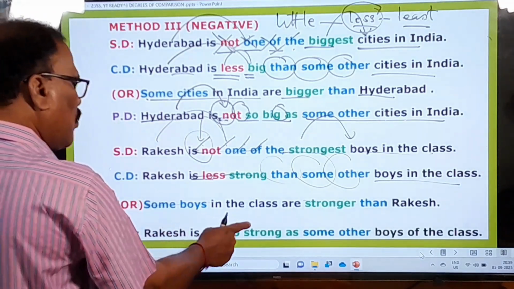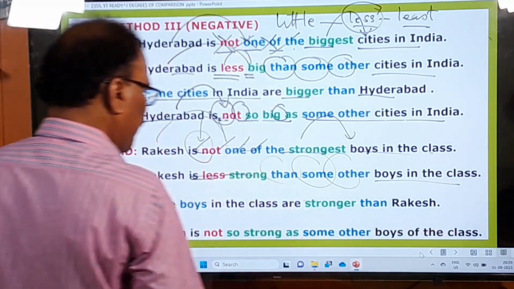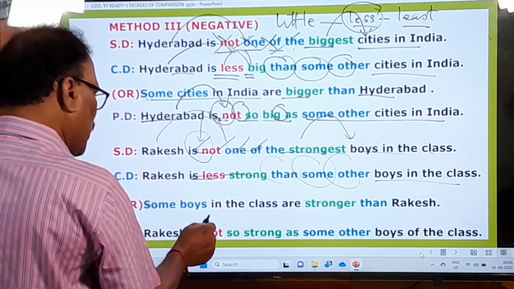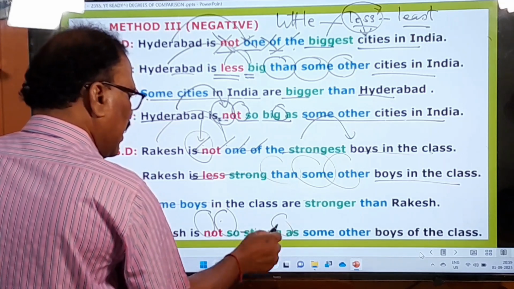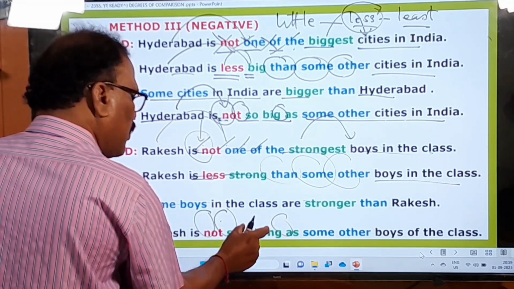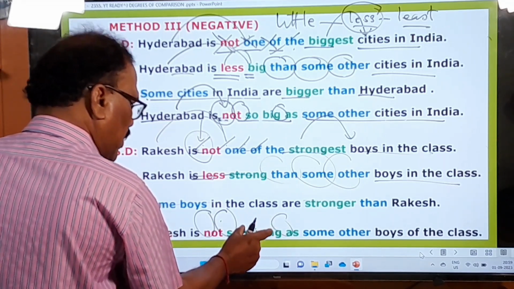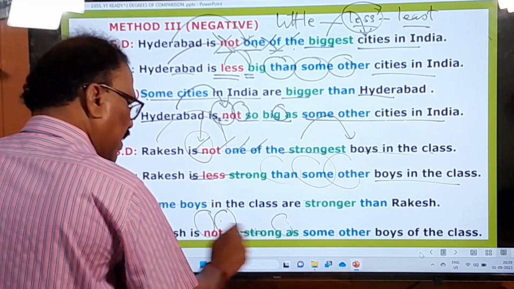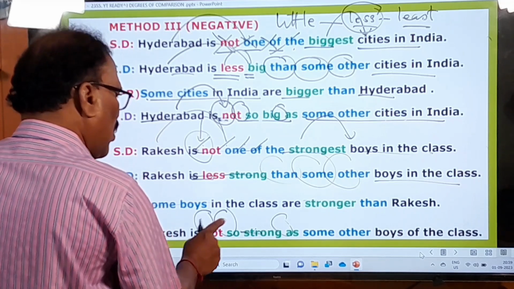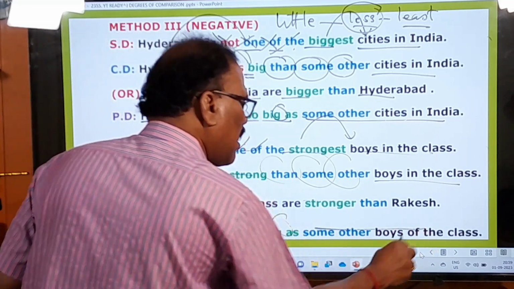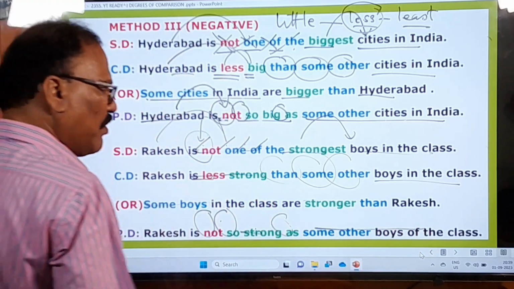Rakesh is not so strong as some other boys of the class. Okay, already you know very well. Rakesh is not so strong as, so and as, this. And in between so and as, we have to use the positive degree adjective, right? Not so strong as. This is very important in the positive degree sentence. Rakesh is not so strong as some other boys in the class. What is the meaning of this sentence?